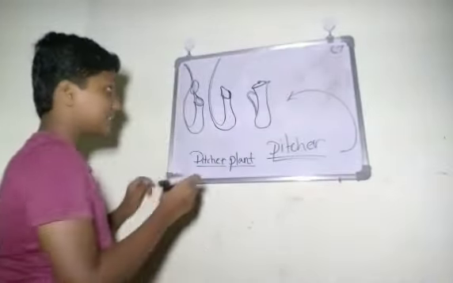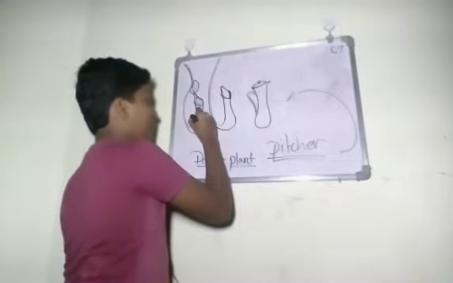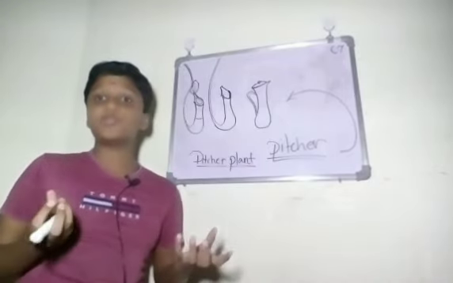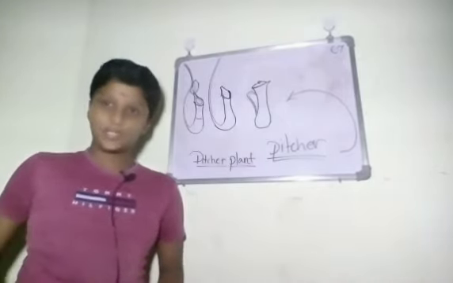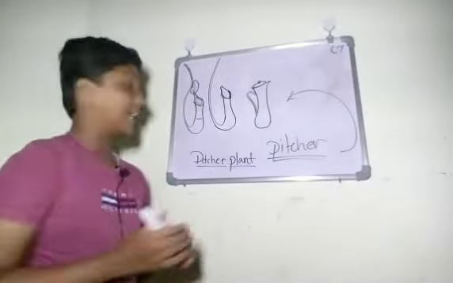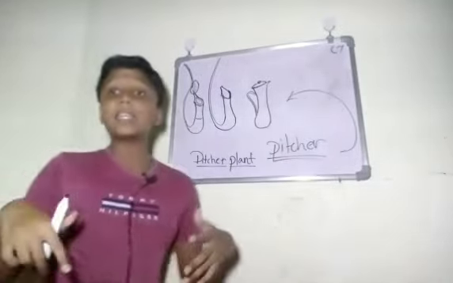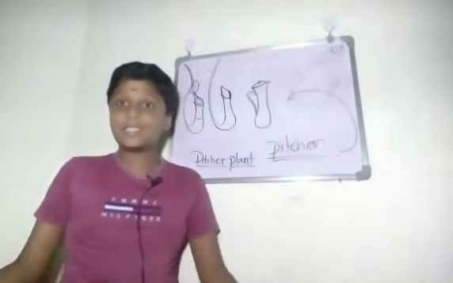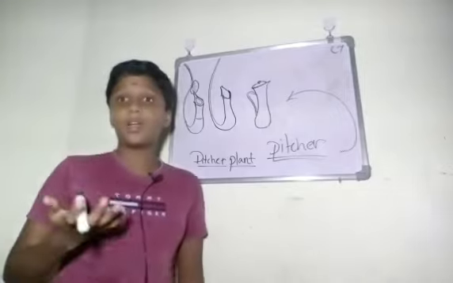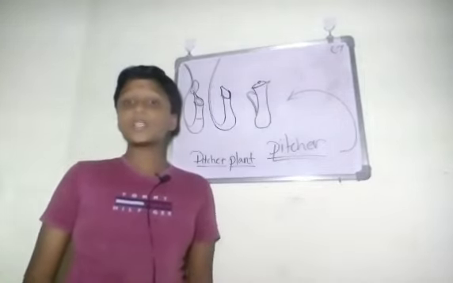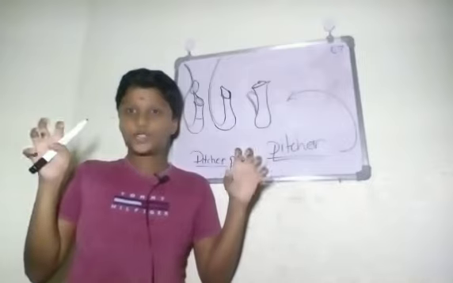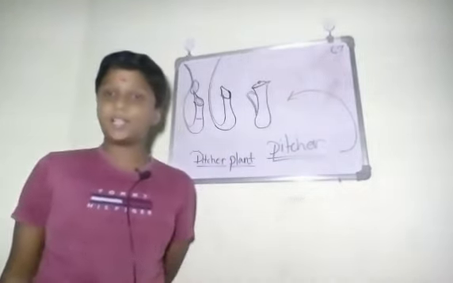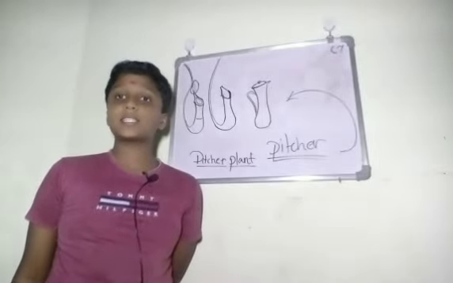Okay, and these pitchers have a particular type of juice inside them. But these juices, they are evil. These juices release odors and try to attract insects. Now we are learning about carnivorous plants, right? So carnivorous plants always try to attract insects. For what? Why do carnivorous plants attract insects?